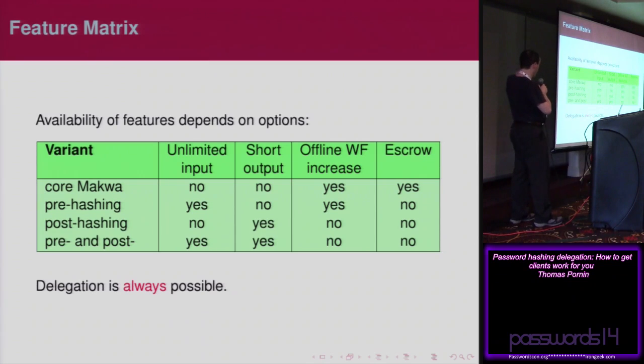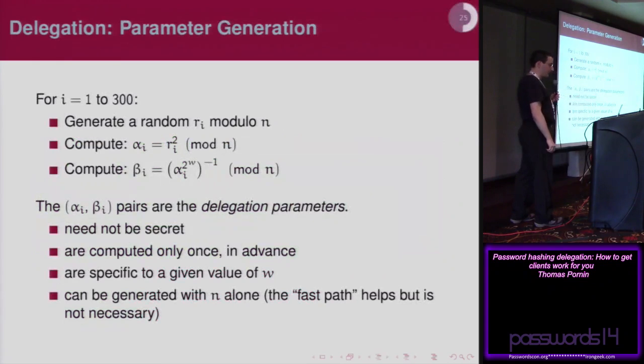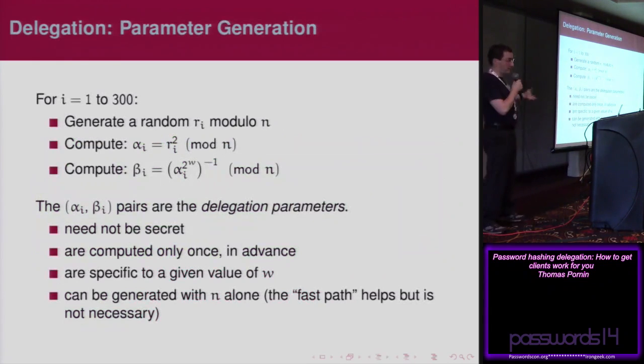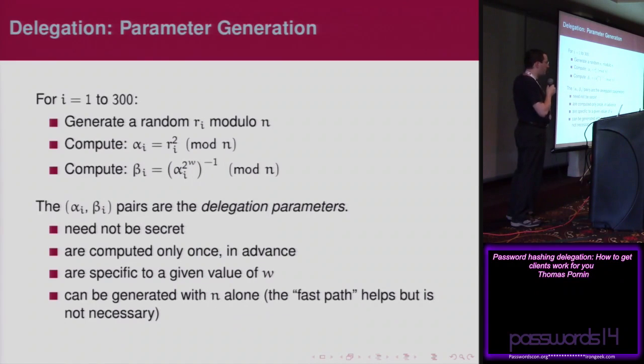Anyway, regardless of whether you pre-hash and post-hash or both, you can always do delegation, which I described here. Delegation works, it's a kind of masking. It's like RSA masking, it has been used for blind signatures, and it's the same principle. So at some point, you generate some parameters. You do it only once, you can reuse them at length for many months or years. Basically, you're choosing random quadratic residues, that is random squares, and you square them, each of them, for your work factor. And you just store these alpha_i and beta_i values, and you need about 300 pairs.